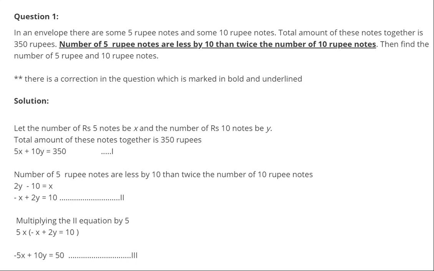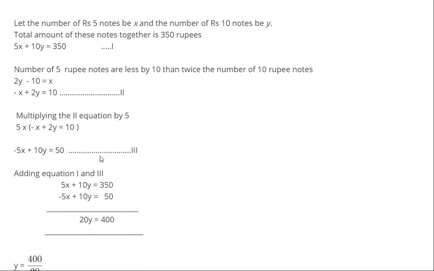Now if you notice, I can eliminate the value of x provided this x in the second equation should be equal to 5. So in order to write it as 5, I got to multiply this entire equation by 5. So 5 into minus x is minus 5x, plus 5 into 2y is 10y, is equal to 5 into 10, 50. Now I've arrived at equation 3 and equation 1. If I add both of them, the variable x can be eliminated.